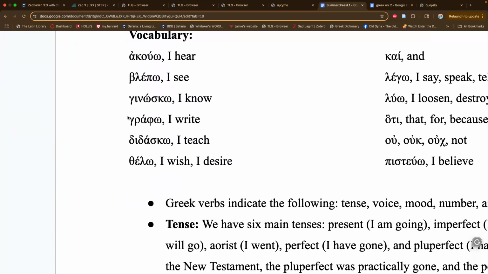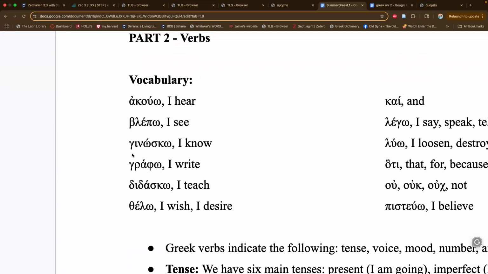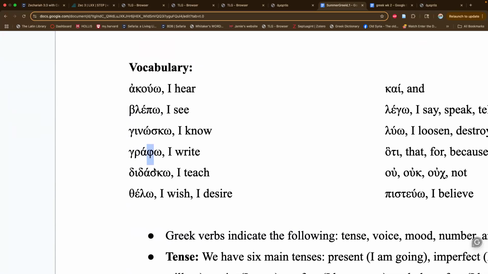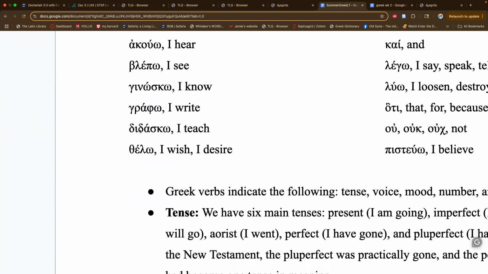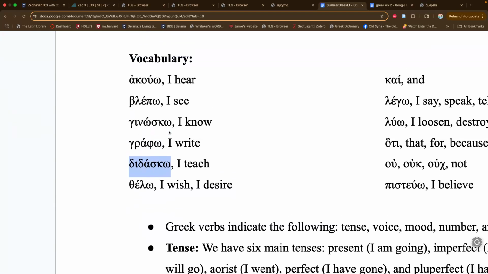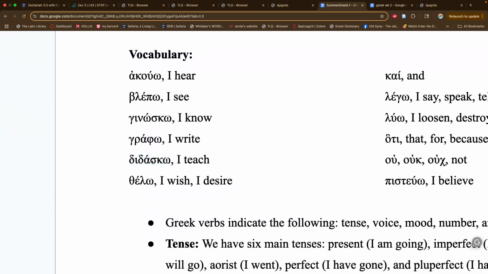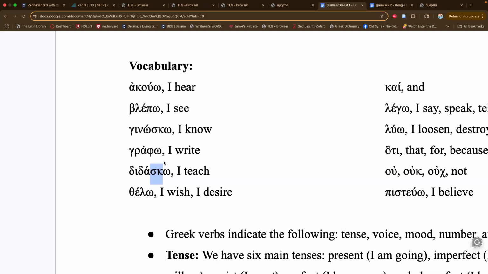The next one also starts with a gamma. So we have a gamma, and then note that the next one's a rho. So we'll go grapho. This one has the f sound in it, like graphic or geography. So grapho. And then we have didasko. This one also has the sigma and the kappa. So sk.